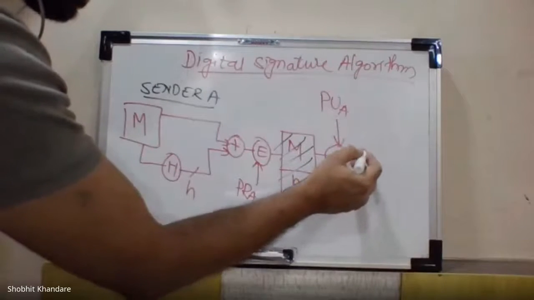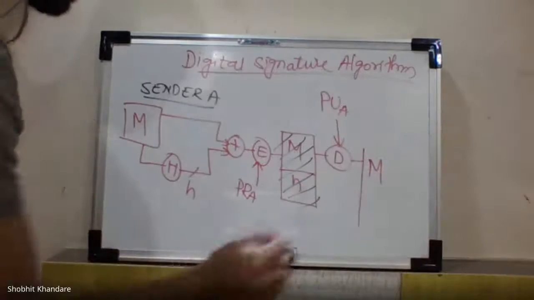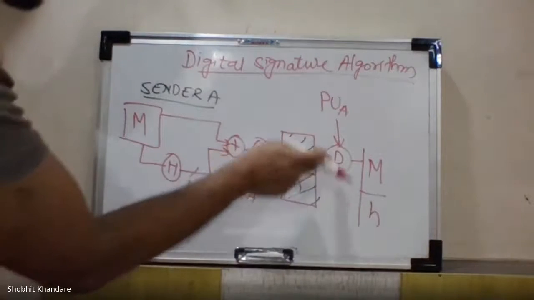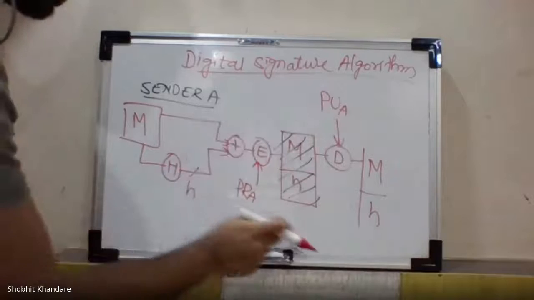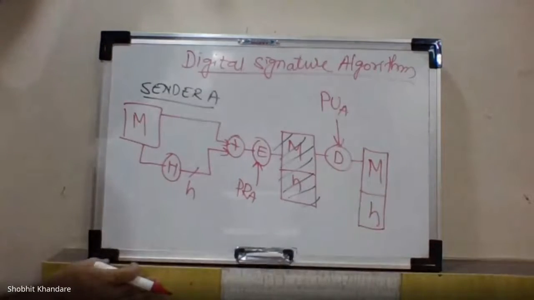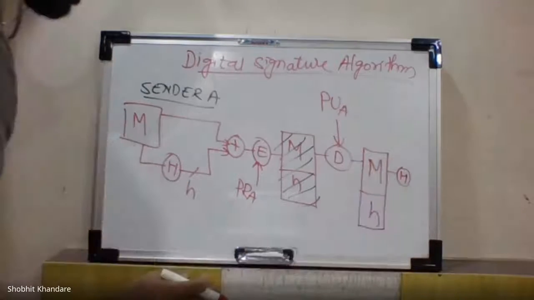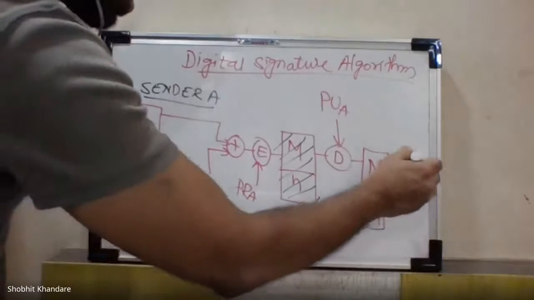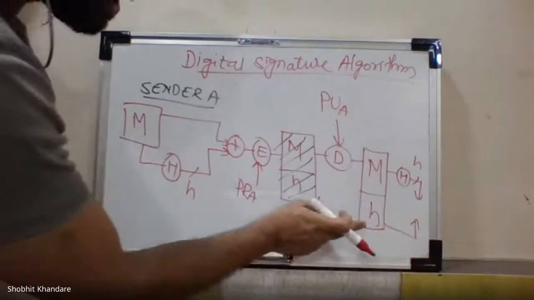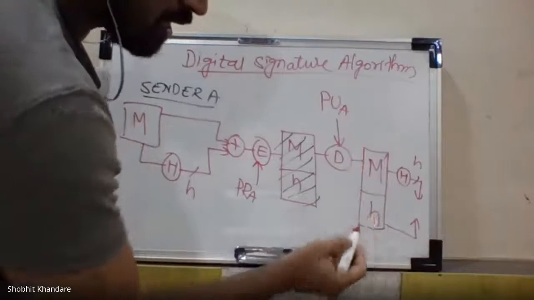Then after decryption, I am getting the message along with the hash code. So this decryption is done over the message as well as the hash code. That's why I have got the message and the hash code. So again, you use the hash function and get the hash code and compare this hash code with the received hash code. This is M dash and H dash.